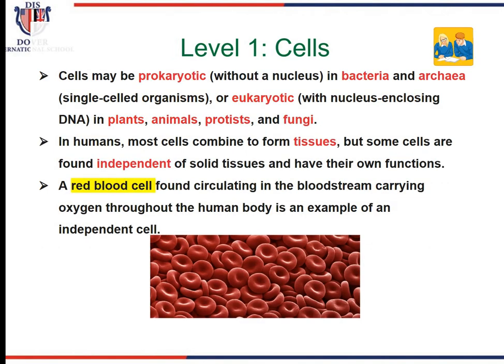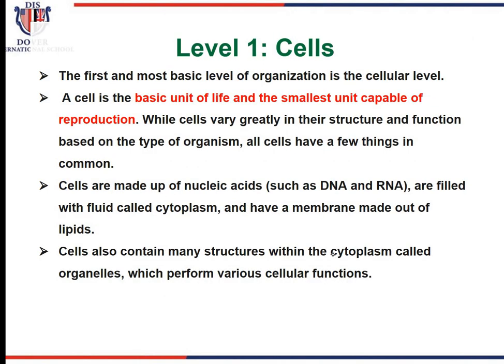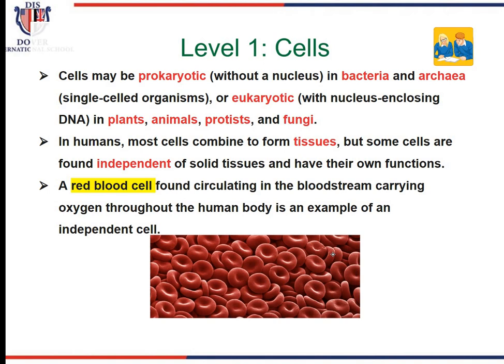We have two types of cells, prokaryotic cells and eukaryotic cells. Prokaryotic, as I told you in class, starts with letter P, so it's found in the bacteria that starts with letter B, and these cells have no nucleus. They are single-celled organisms without a nucleus. Eukaryotic cells are found in plants, animals, protists, fungi, and they contain a nucleus inside them.